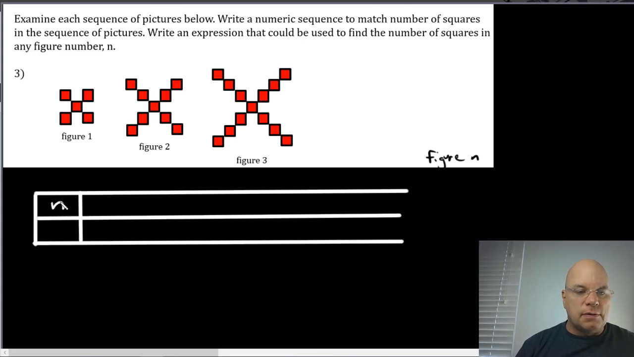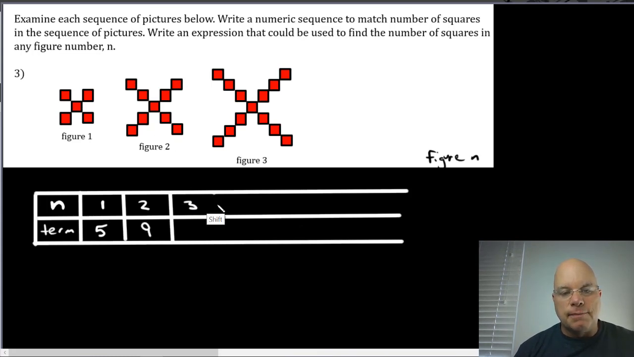You have some position in the sequence n, and then you have the term, which in this case would be the number of squares. For example, when n is 1, for figure 1 we have 1, 2, 3, 4, 5 squares. When n is 2, figure number 2, I see the same 5 squares, plus these 4 on the end diagonal, so 5 and 4 is 9.